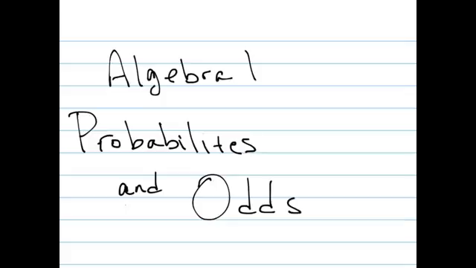So, we're talking about probabilities and odds. We need to understand some basic vocabulary. When we have an experiment, a possible result of an experiment is called an outcome. And it's spelled just like it sounds. Outcome. That's the possible result of an experiment.